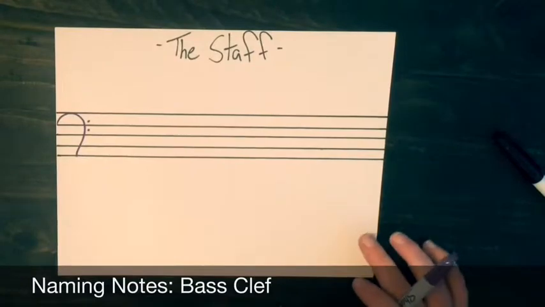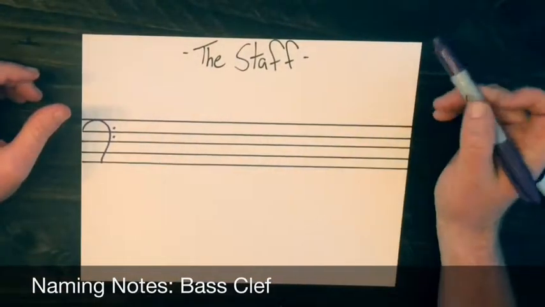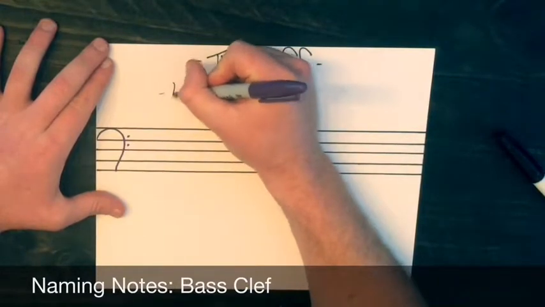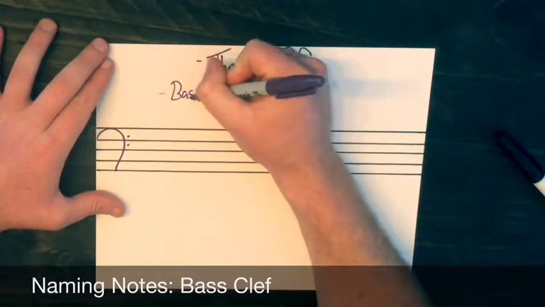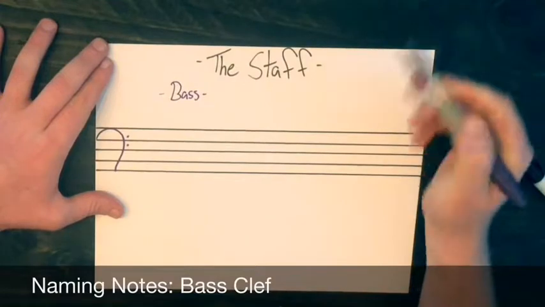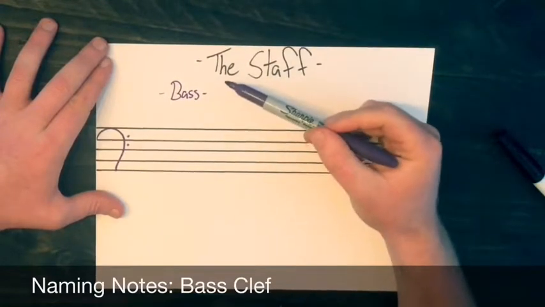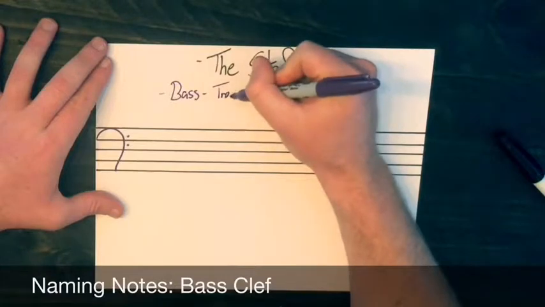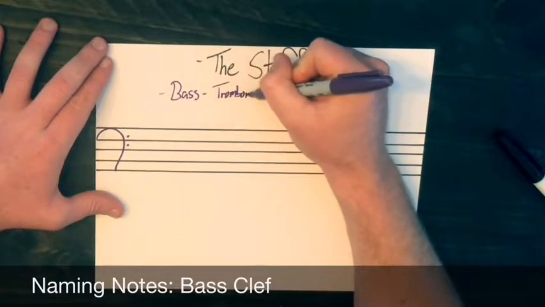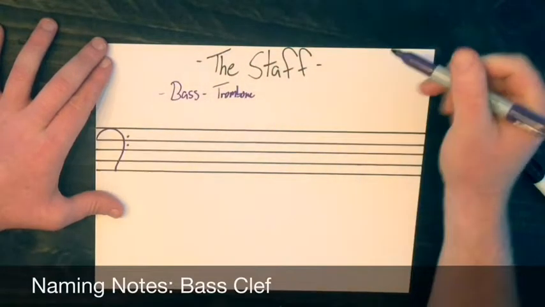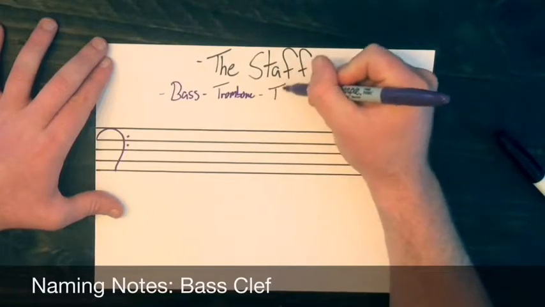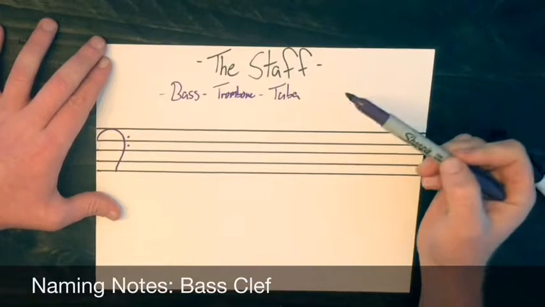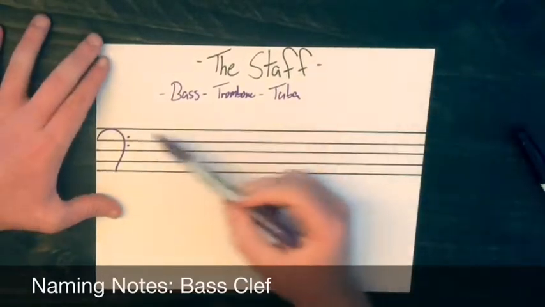Alright, so now that we've named all of our notes on our treble clef, we're going to move on to our bass clef. Like I was talking about before with pitch, the bass clef deals with lower pitched instruments such as the trombone, bass guitar, double bass, or tuba. All of these instruments play at lower pitches, they have a lower range, so they play off of the bass clef.